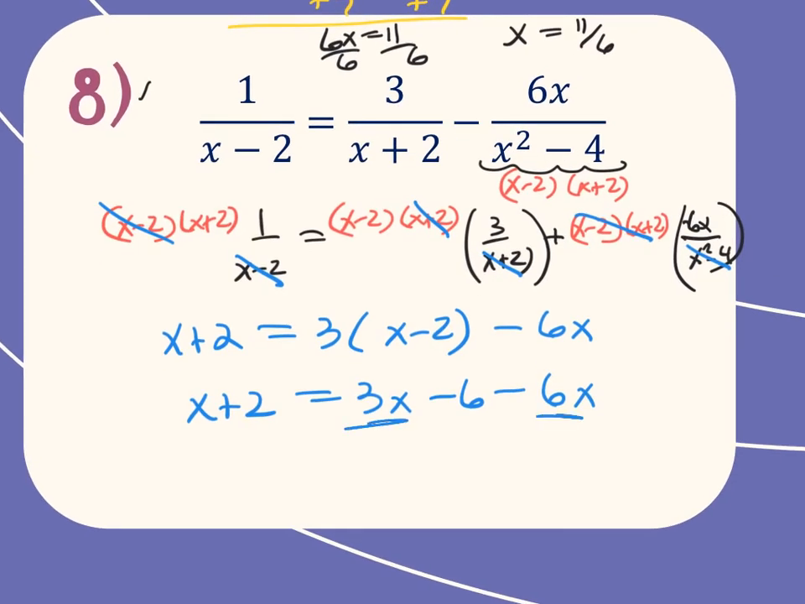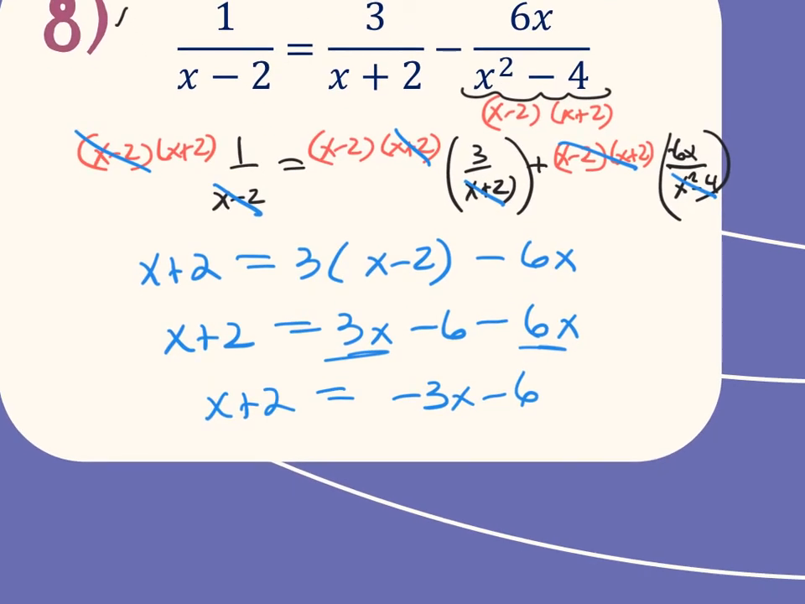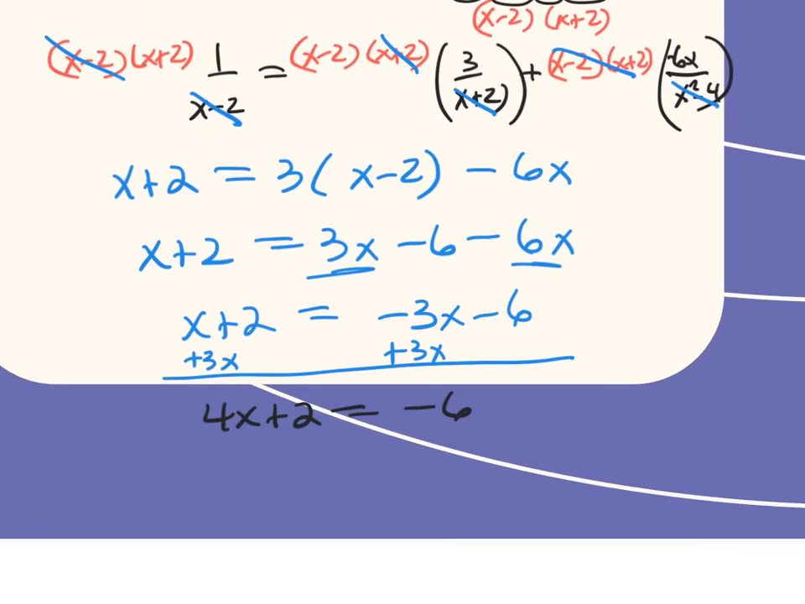3x minus 6 minus 6x. Combine these like terms. -3x minus 6. Move my x's together. And then I get 4x plus 2 equals -6. Move the 2 by subtracting it. Let me do yellow so it shows up a little better. 4x equals -8. Divide by 4, and x equals -2.